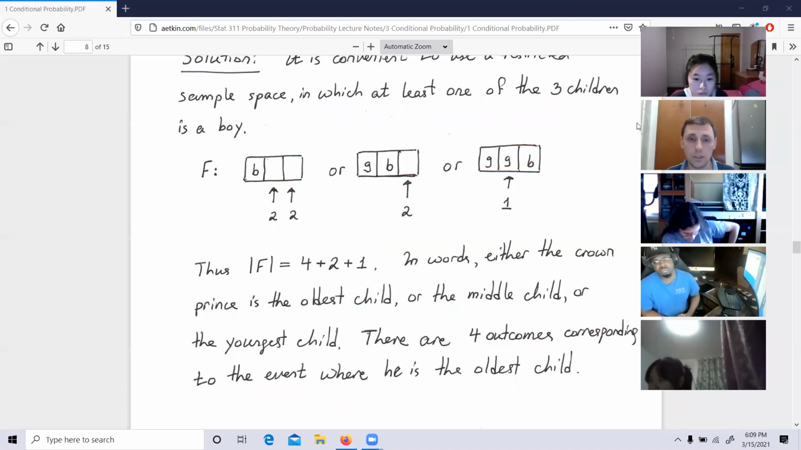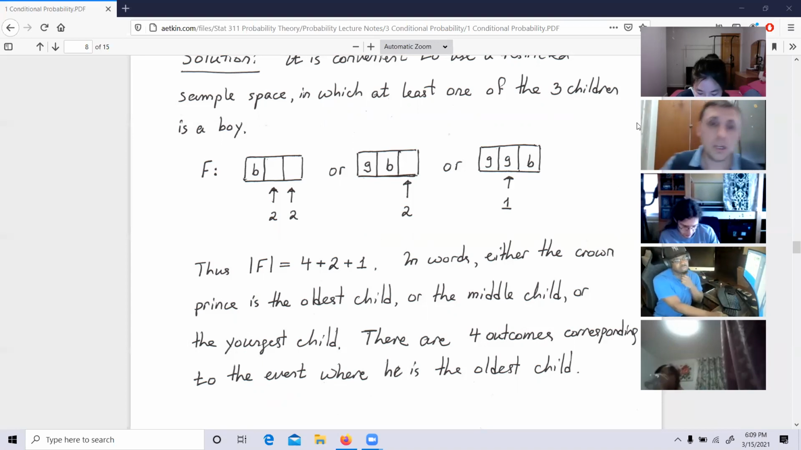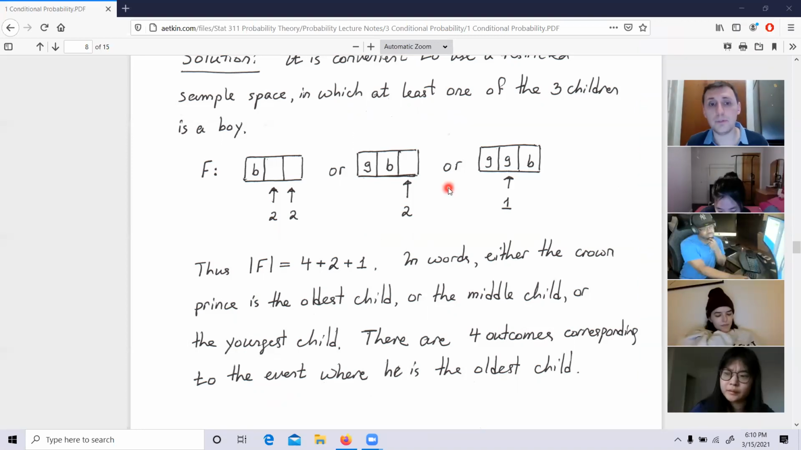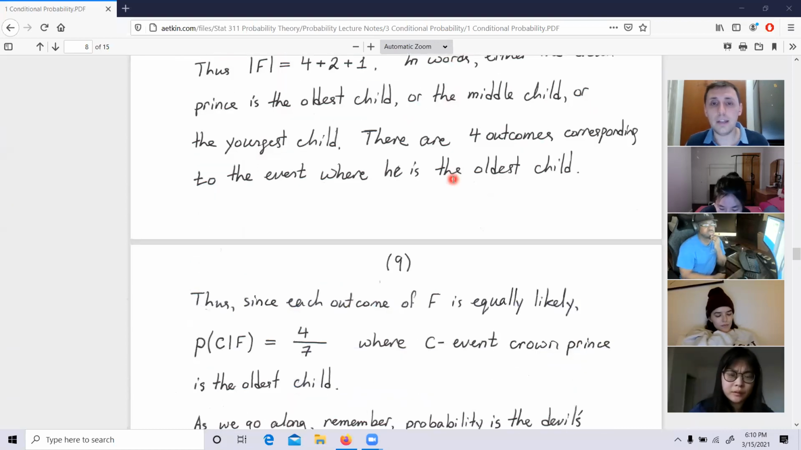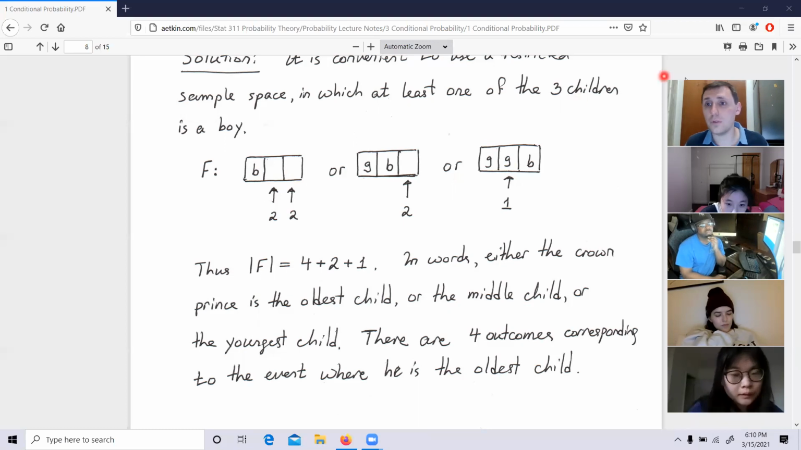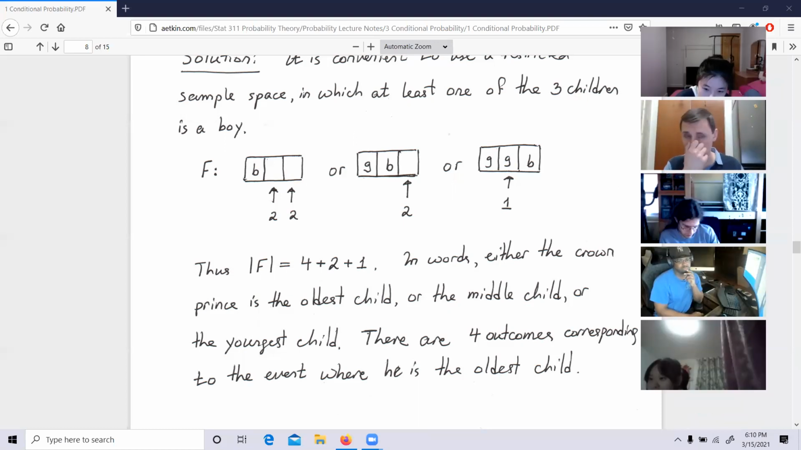Congratulations, you're getting good at it. I hope you are using Kafka protocol or the same idea, at least mentally, right? We have 7 possibilities, and we're assuming that the birth is completely random, so those 7 possibilities are equally likely. Assuming that each child is equally likely to be male or female, that implies there are 7 possibilities. And out of those 7 possibilities, 4 correspond to the crown prince being the oldest. So it's 4/7. Everyone understands.